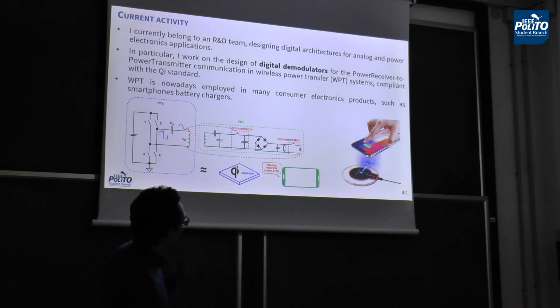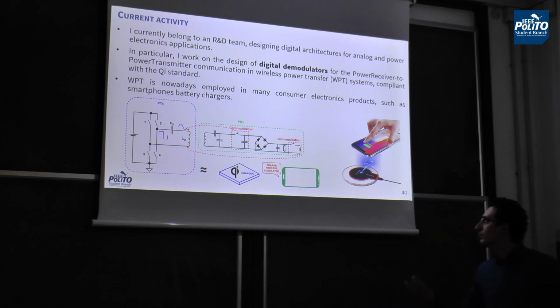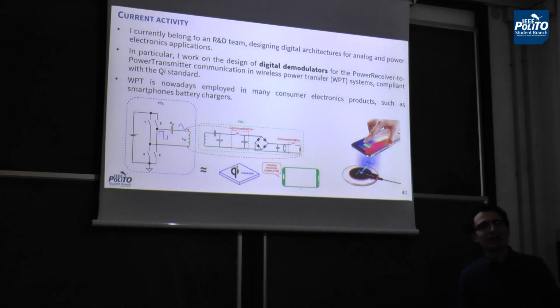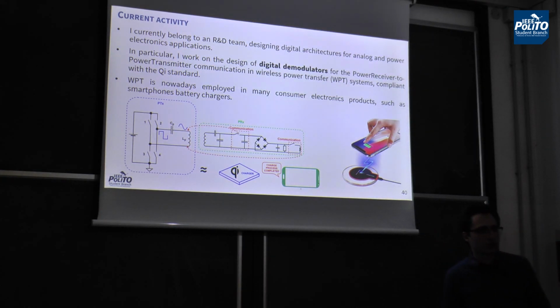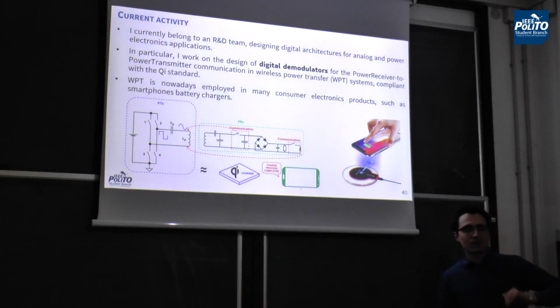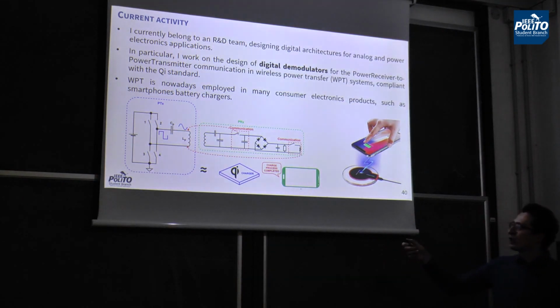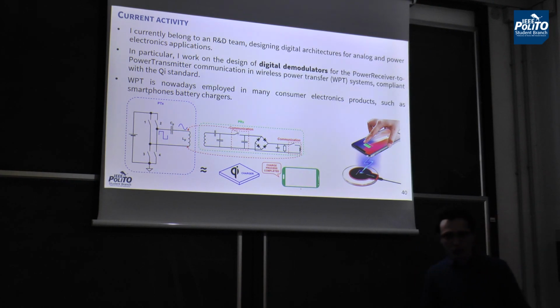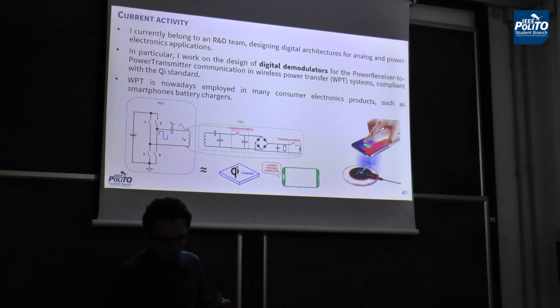Now I work, as I said at the beginning, on the design of digital demodulators for wireless power transfer systems compliant with the Qi standard. The Qi standard is a standard for wireless power transfer that is employed in many consumer electronics products. For example, it can be employed for fabricating wireless battery chargers for smartphones. In particular, the communication that I must demodulate is the communication between the power receiver and the power transmitter, which can be imagined as the device to be charged saying to the charger, please do not charge me anymore, my battery is completely charged, or something like that. This is the type of communication that is at the basis of my work.